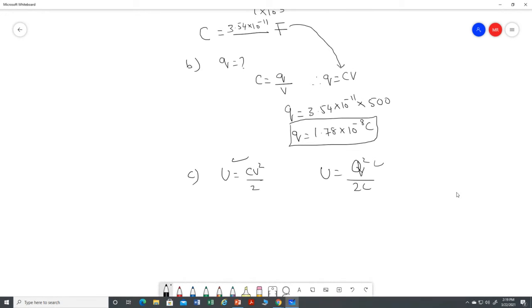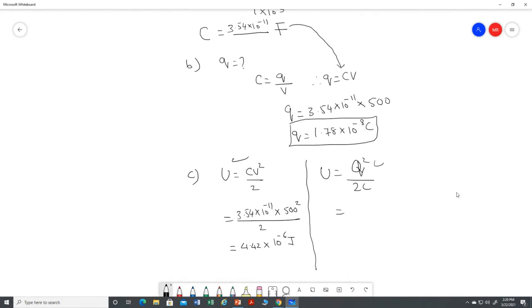Okay. So first I am going to substitute the value of C, because the first question we already found it. What is the value? 3.54 multiplied by 10 to the power of minus 11, and our voltage is 500, it should be squared, divided by 2. Could you please tell me the answer? 4.42 multiplied by 10 to the power of minus 6. What's the unit? It should be joule.